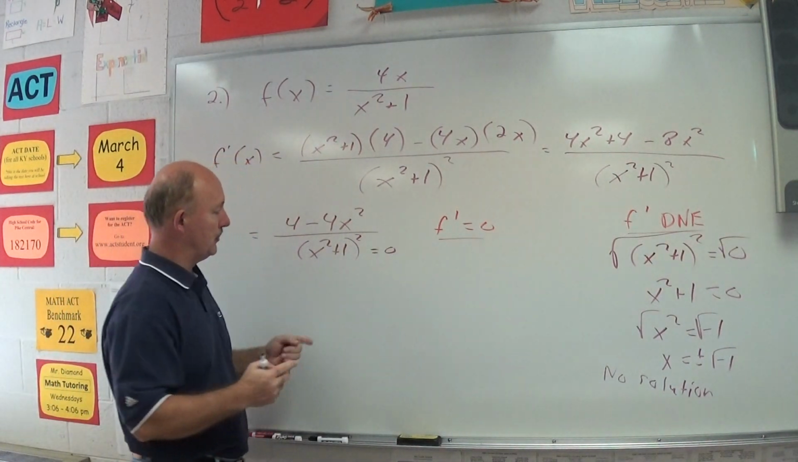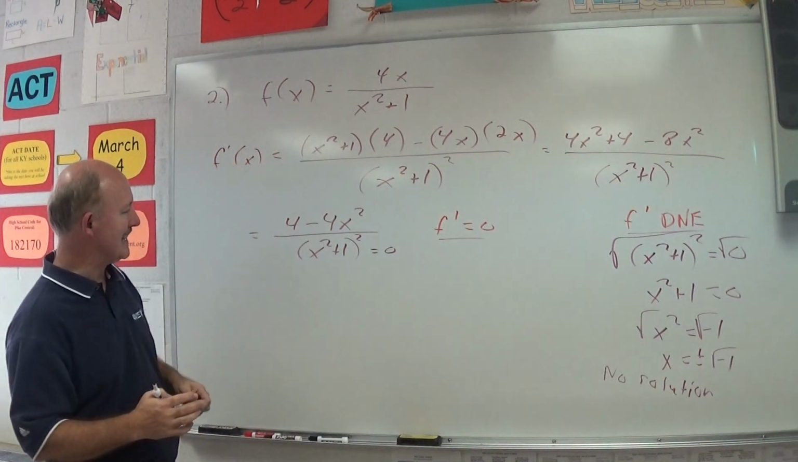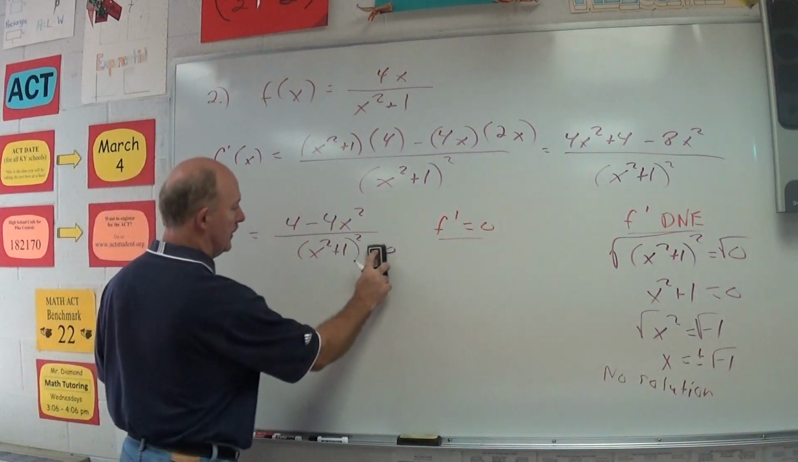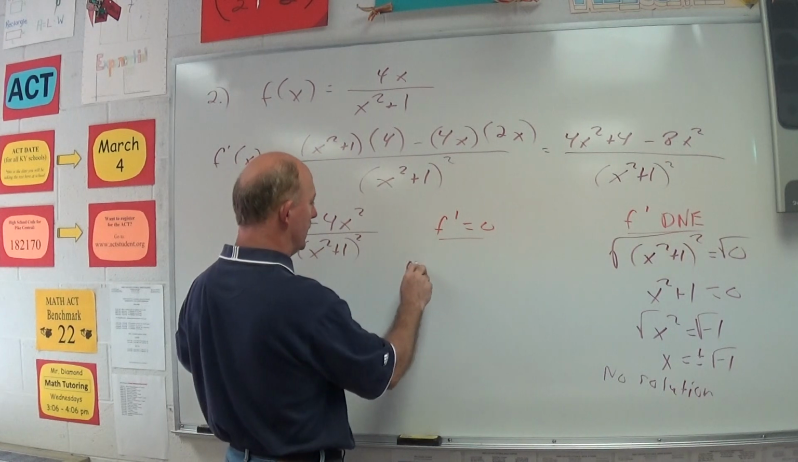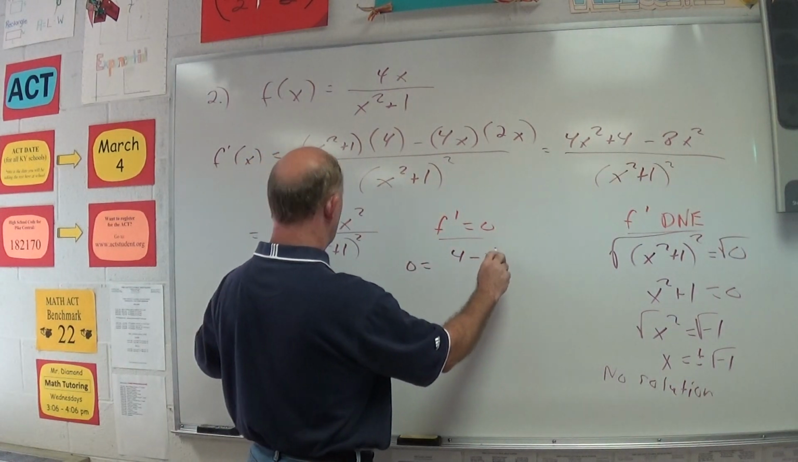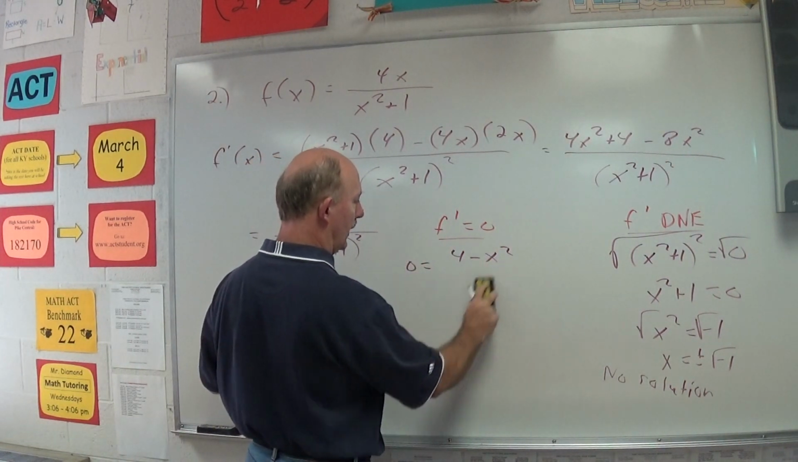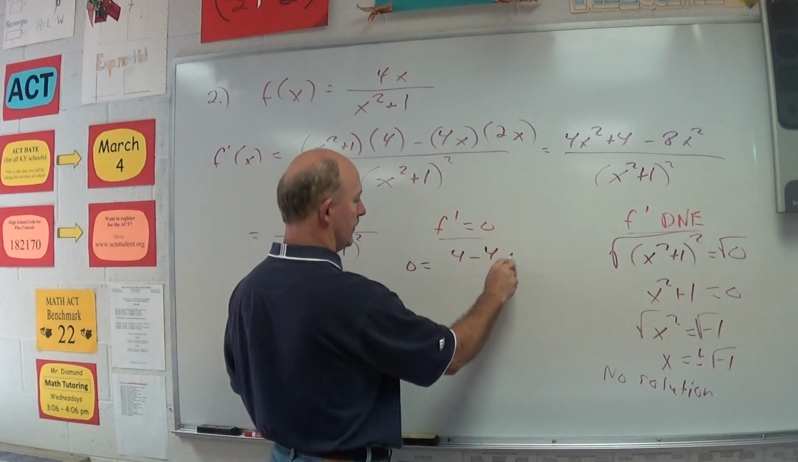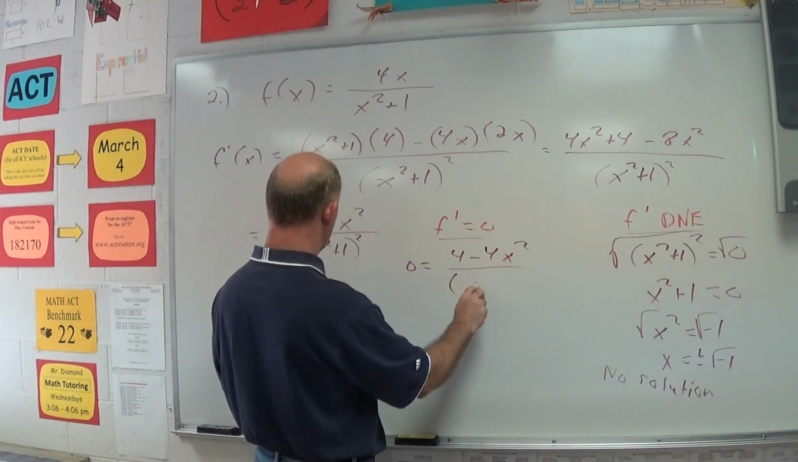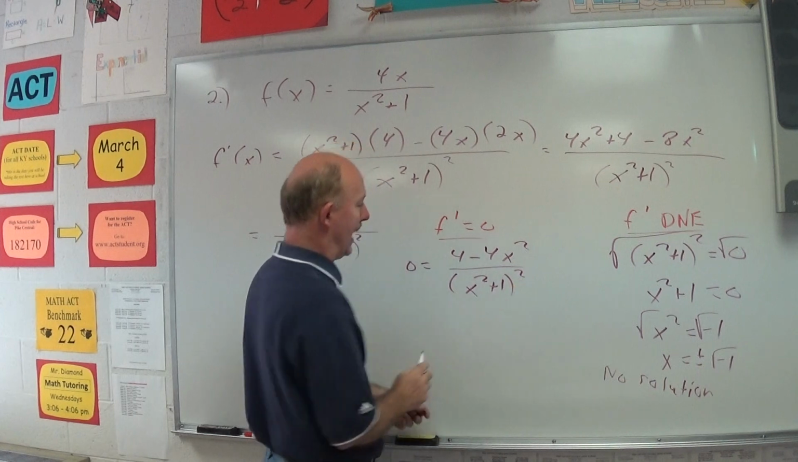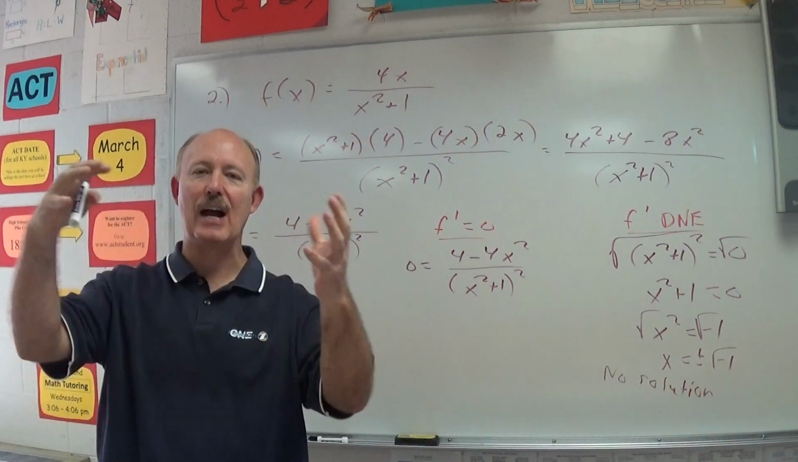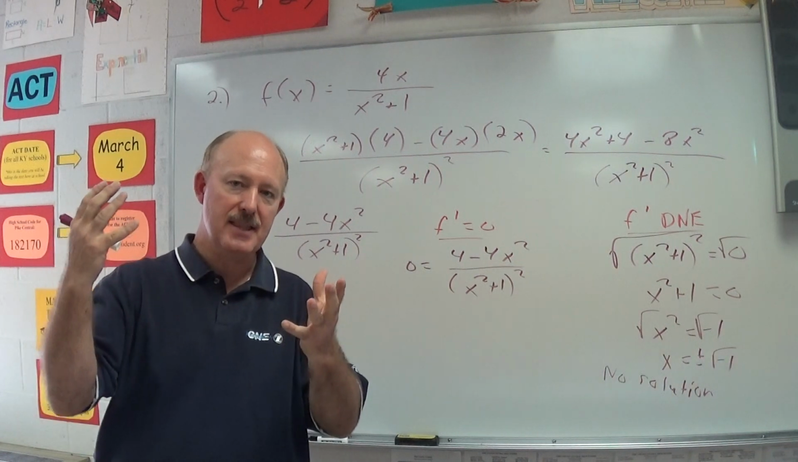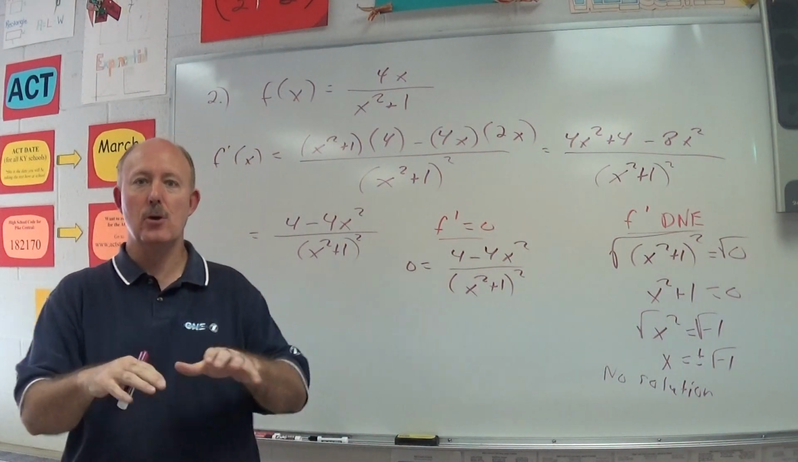Now to find the zeros of the derivative, this time we're going to take the entire derivative and set it equal to 0. So now we're going to have 0 equals 4 minus 4x squared, all over x squared plus 1 to the second power. So to get where the derivative is equal to 0, you take the entire derivative, set that equal to 0, and set up your equation.